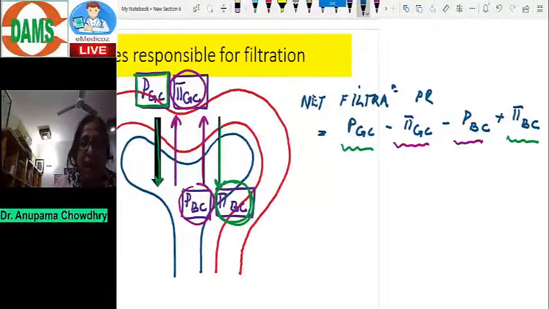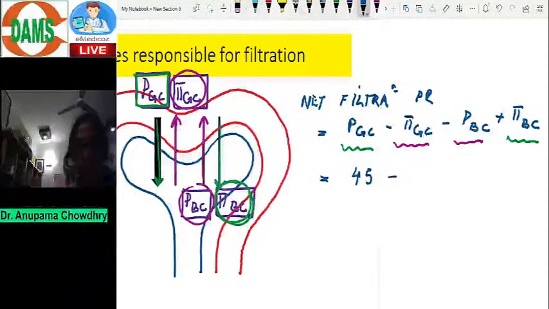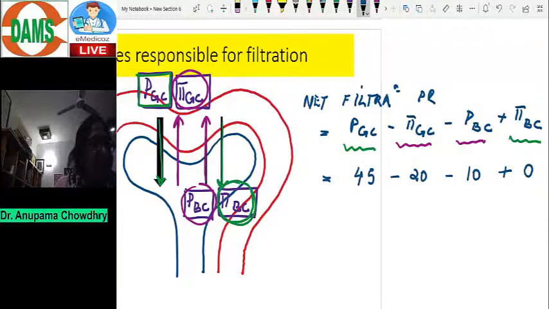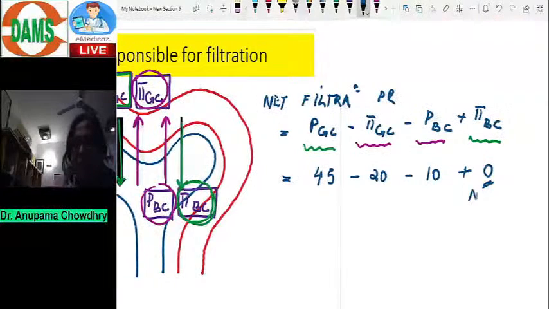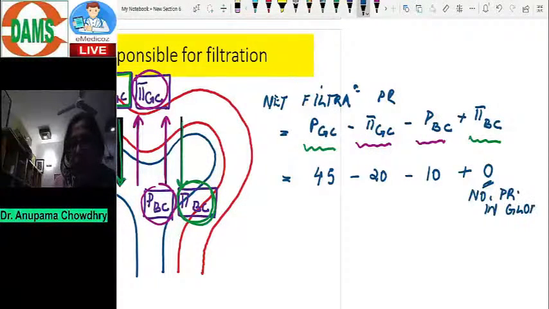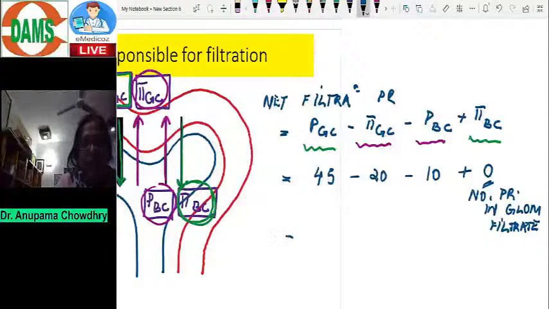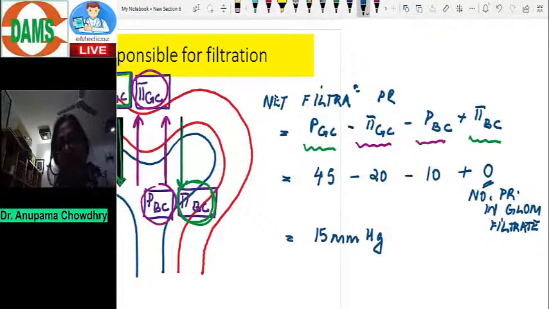Now, numerically, how much is this? PGC is in fact a very large force, so this is about 45. Pi GC in the glomerular capillaries is approximately 20. PBC is 10 and pi BC is 0. Why is pi BC 0? Because there are no proteins in the glomerular filtrate. I told you that the glomerular filtrate is an ultrafiltrate of plasma. This gives me a net filtration pressure of 15 millimeters of mercury.